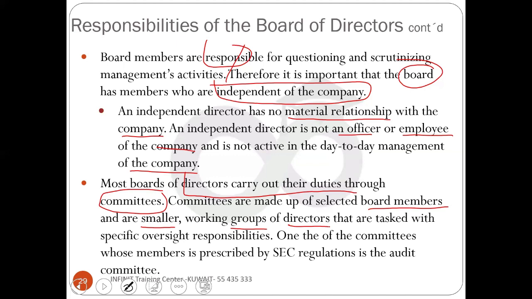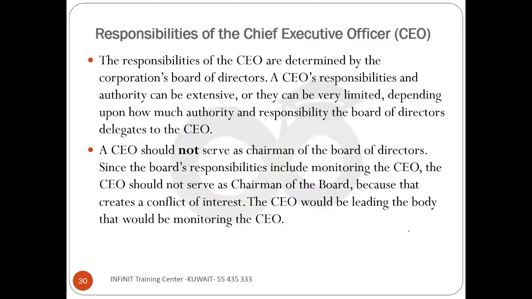One of the committees whose members is prescribed by SEC regulation is the audit committee. So as per SEC, they prescribe all the public companies should have an audit committee, and they will have certain rules, responsibilities, and rights.